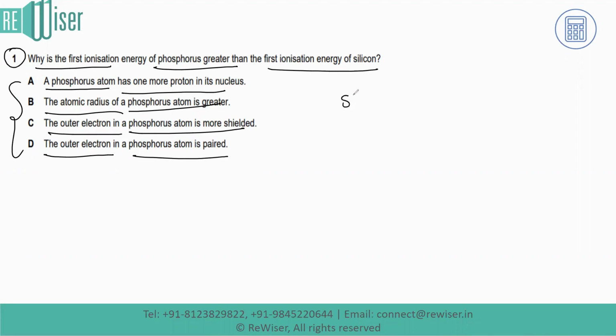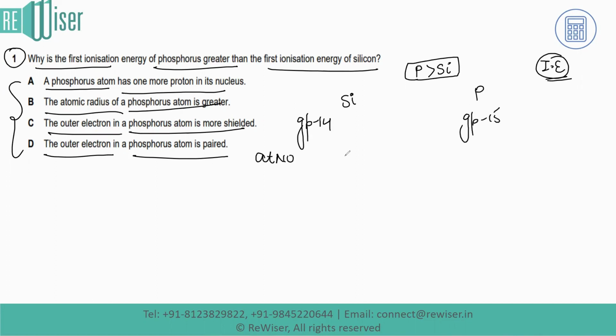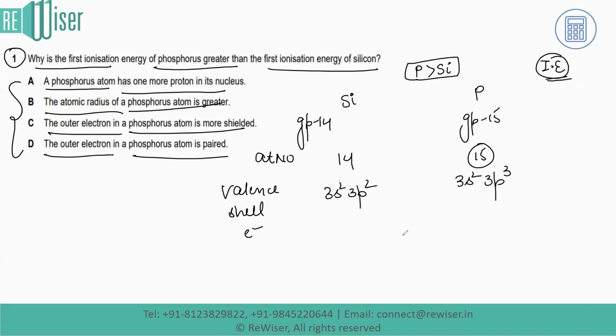So if we talk about silicon and phosphorus, the question states that phosphorus has a greater ionization energy than that of silicon, right? Because what is ionization energy? It is the energy required to remove the loosely held electron from a gaseous isolated atom. Silicon belongs to group 14 and phosphorus belongs to group 15. Silicon has atomic number 14 and the atomic number of phosphorus is 15. The valence shell electrons are 3s2, 3p2 for silicon and 3s2, 3p3 for phosphorus.